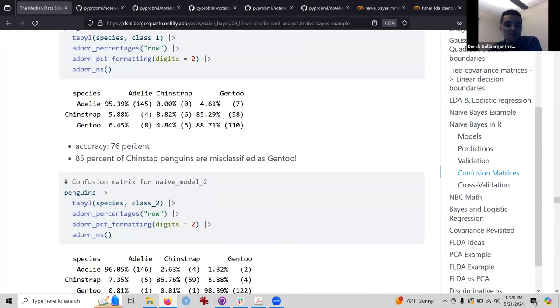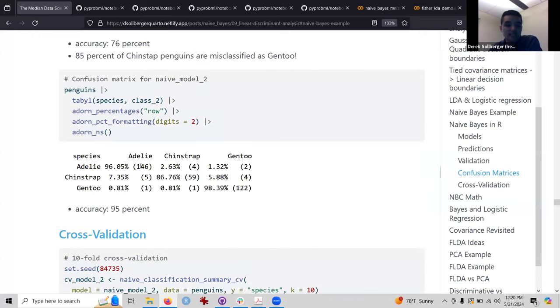My first model only had an accuracy of 76%, and we can see a bunch of misclassifications. My second model, fortunately, has an accuracy of 95%.